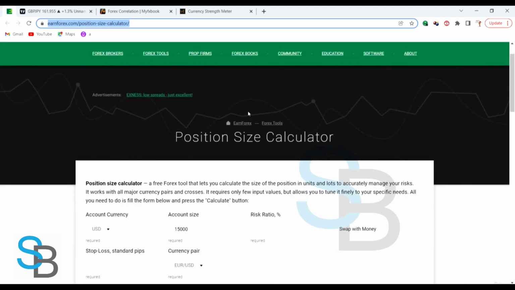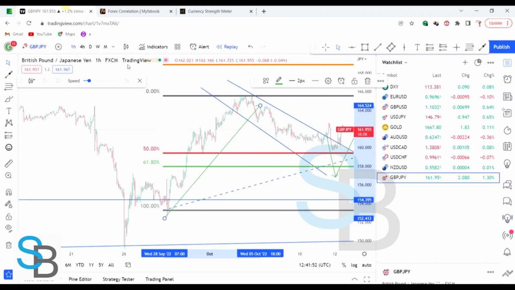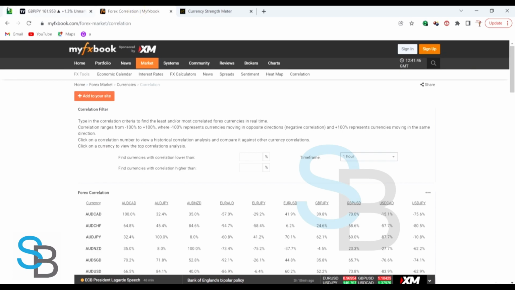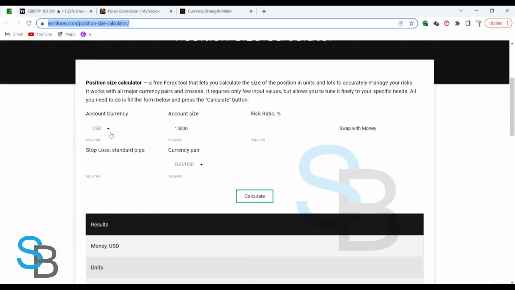Now you can access different position size calculators online. There is even one here on my FX book. You can locate it. There are different apps, even phone apps, that can help you do this job. So you don't have to always do this on your own.